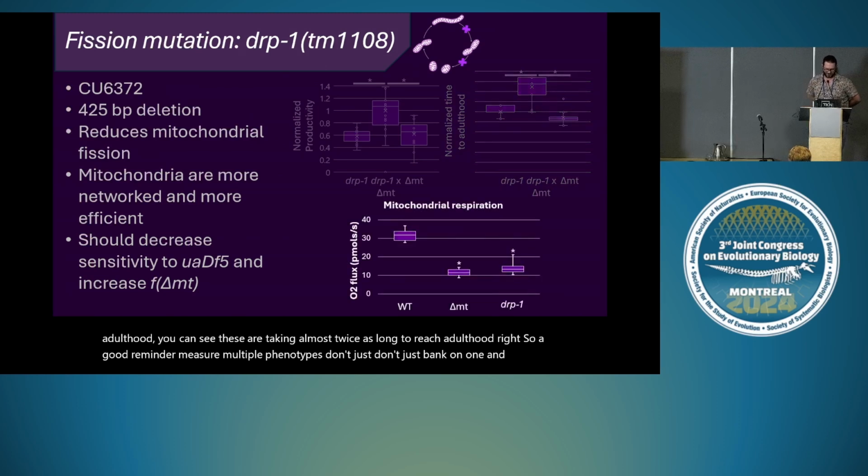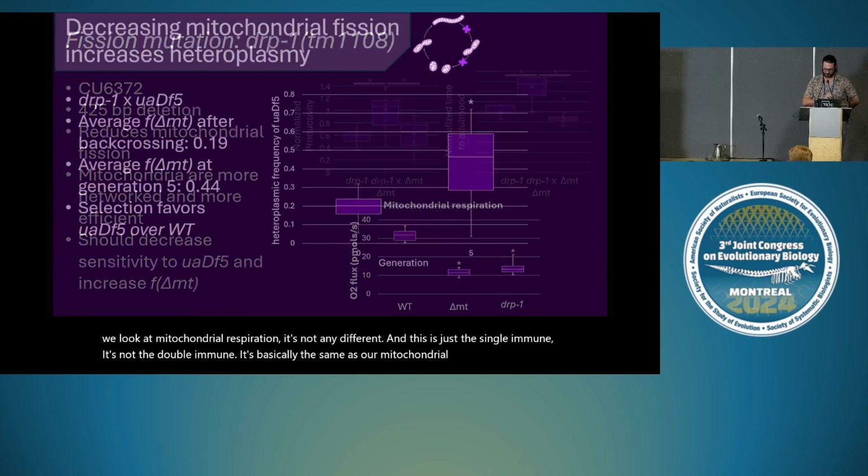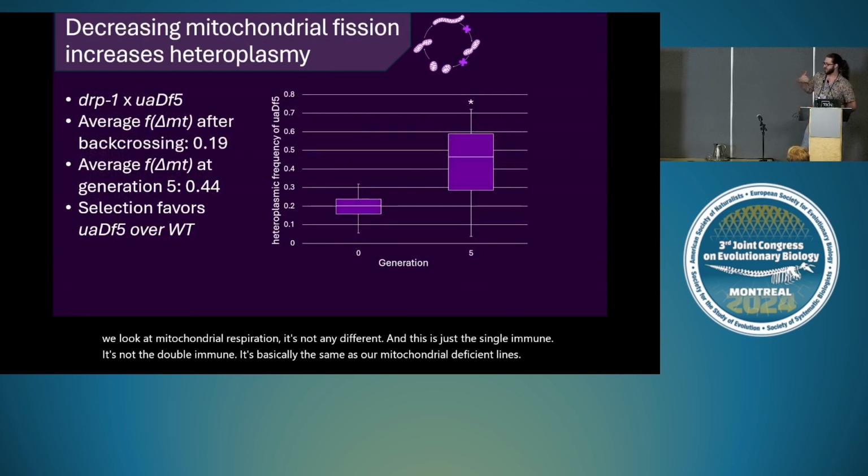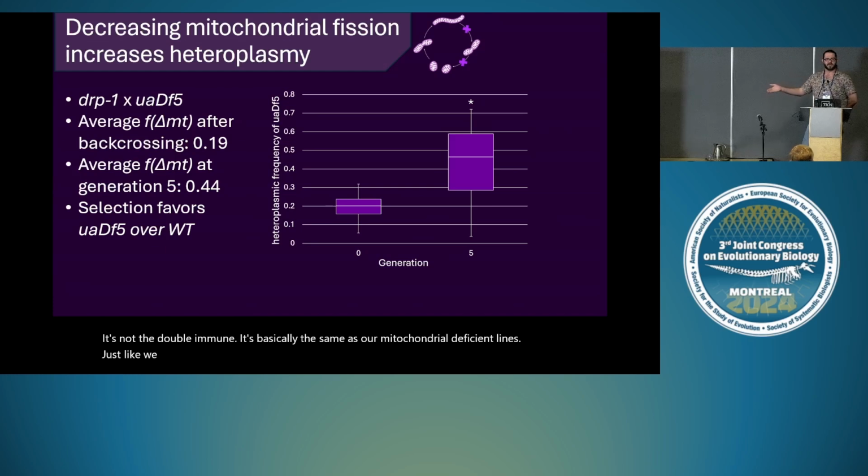And when we look at mitochondrial respiration, it's not any different. And this is just the single mutant. This is not the double mutant. It's basically the same as our mitochondrial deficient lines. And just like we predicted, when you compete these worms, you see the heteroplasmic frequency go up.